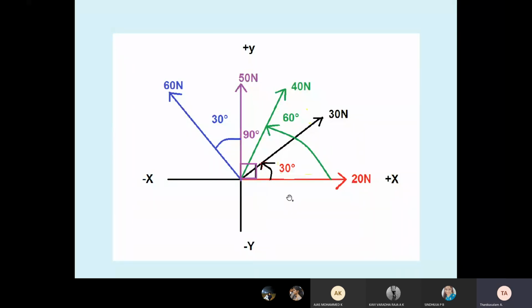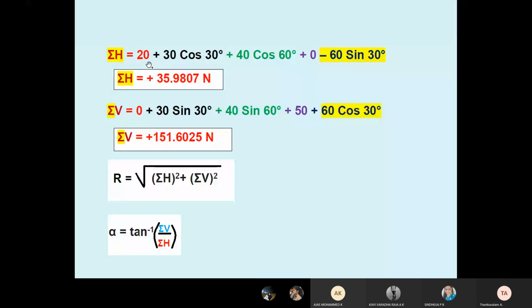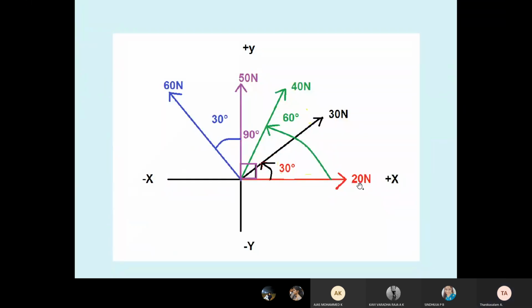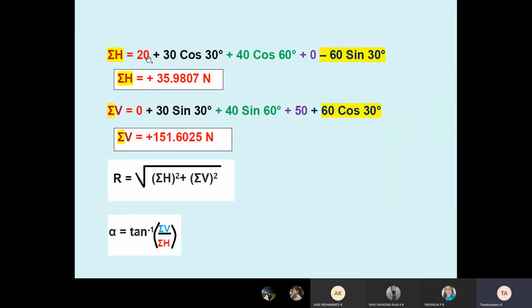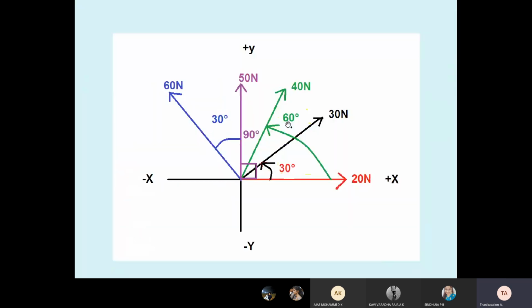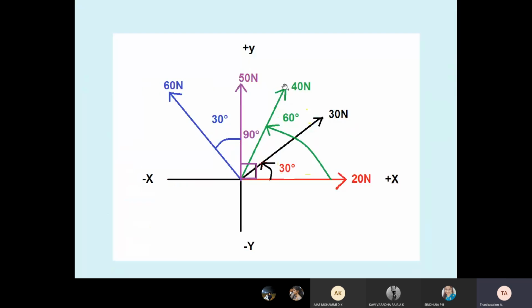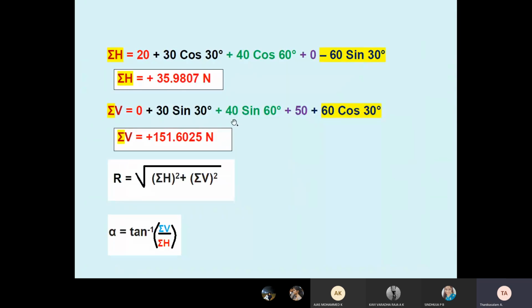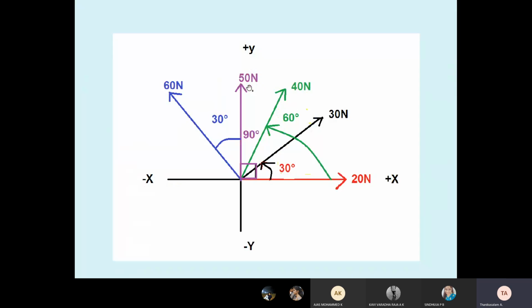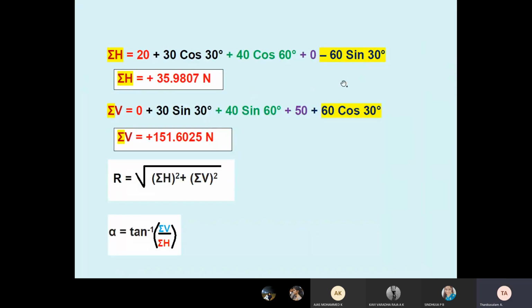Now we know any inclined force you have to resolve. See, I use it here. The 20 Newton goes along the positive x-axis. So summation H equals 20, and V equals 0. Why did I put 0? The 20 does not have any vertical component. The 30 Newton in the first quadrant: x plus, y plus, 30 cos 30, 30 sin 30. Then 40 Newton at 60 degrees with respect to the x-axis: 40 cos 60, 40 sin 60. The 50 Newton acts only in the y direction, so x is 0, and y is plus 50.